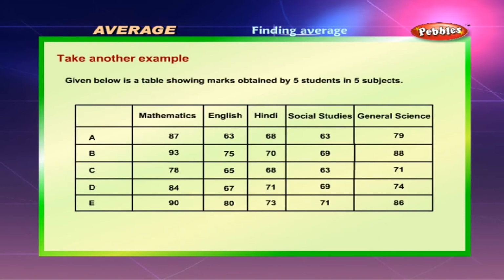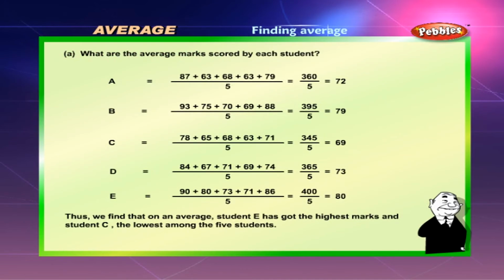Take another example. Given below is a table showing marks obtained by 5 students in 5 subjects. What are the average marks scored by each student? A is equal to 87 plus 63 plus 68 plus 63 plus 79 divided by 5, which is equal to 360 divided by 5, which is equal to 72.